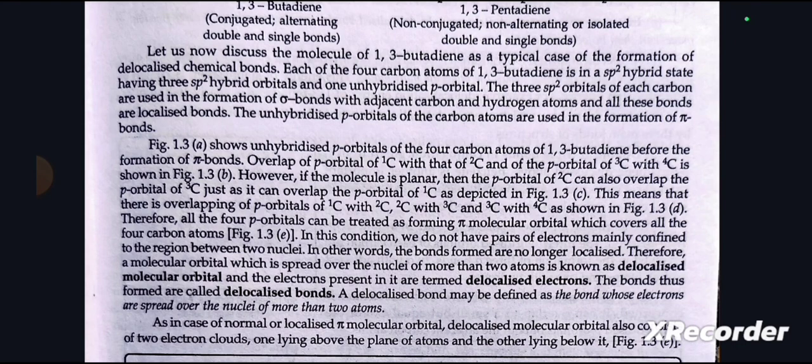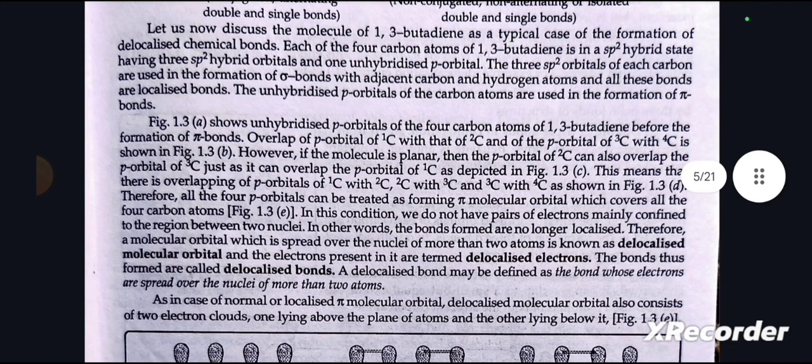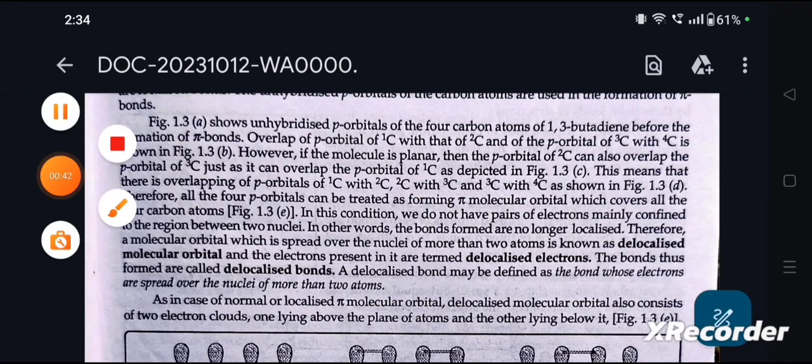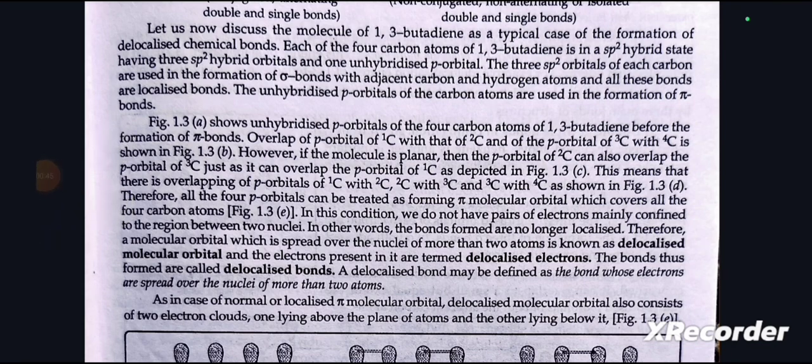Overlap of the p orbitals of C1 with that of C2, and the p orbitals of C3 with C4, is shown in figure 1.3b. However, if the molecule is planar, then the p orbitals of C2 can also overlap the p orbitals of C3, just as it can overlap the p orbitals of C1, as depicted in figure 1.3c. This means that there is an overlapping of p orbitals of C1 with C2, C2 with C3 and C3 with C4, as shown in figure 1.3d.